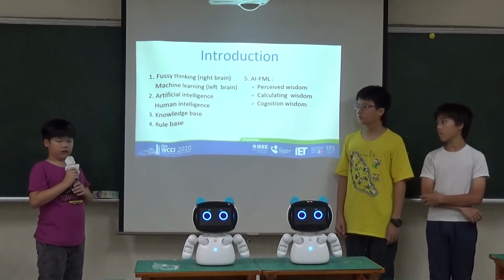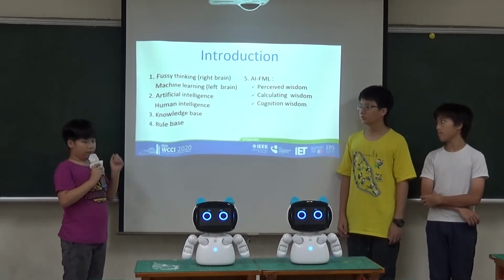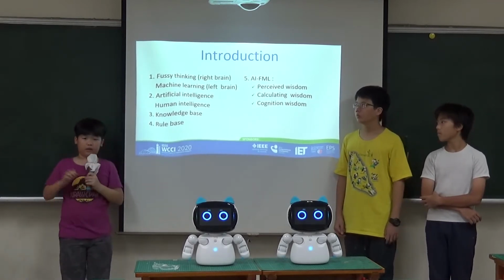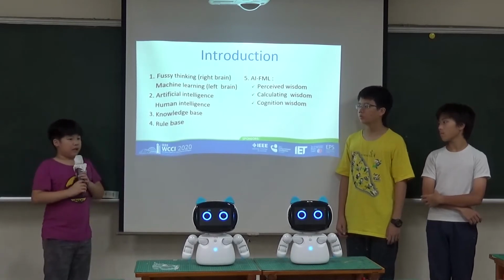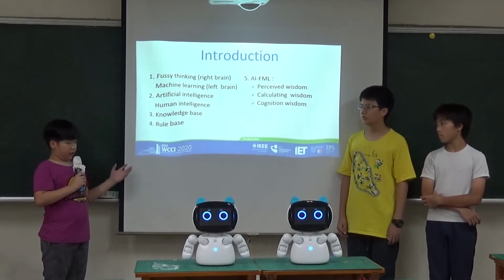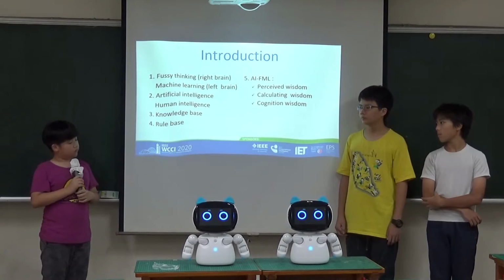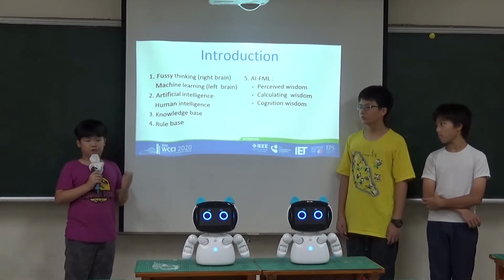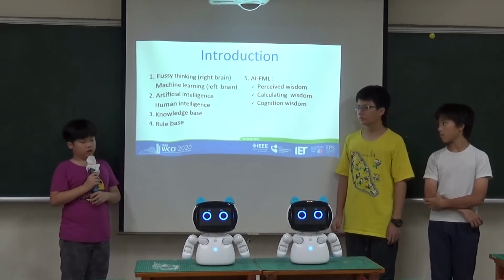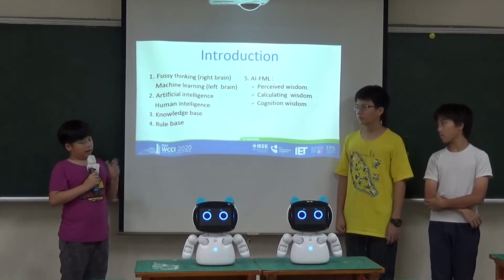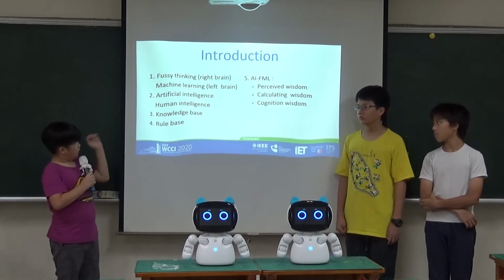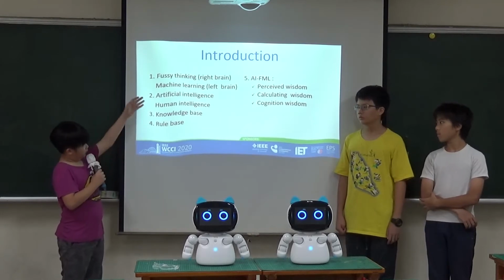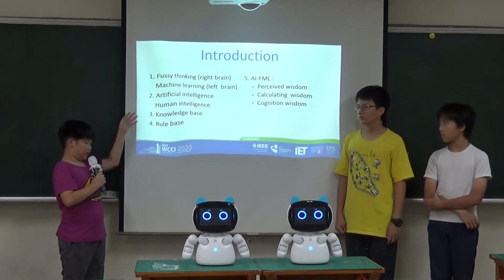First, let's start with our introduction. We have two kinds of thinking, fuzzy thinking and machine learning. Fuzzy thinking is like our best friend that is good at being creative and using imagination. On the other hand, machine learning is like our left friend that is good at logic learning, such as science or mathematics. Before we learn FML, we must know the difference between artificial intelligence and human intelligence.